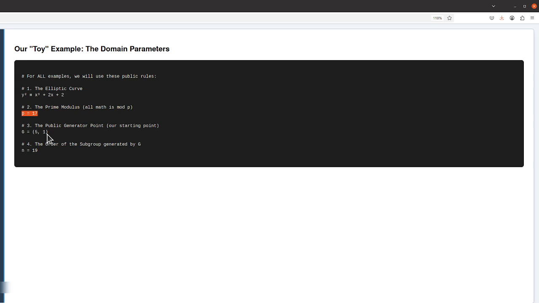Our public starting point, or generator, will be the point G equals (5, 1). Finally, the order of the subgroup generated by G is n equals 19. This means that our private keys and nonces must be numbers between 1 and 18. These public parameters are the shared foundation for all our calculations.